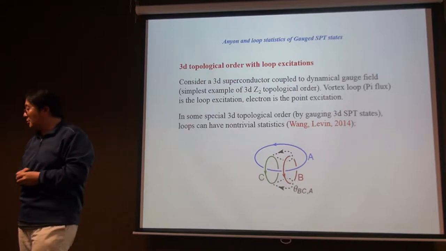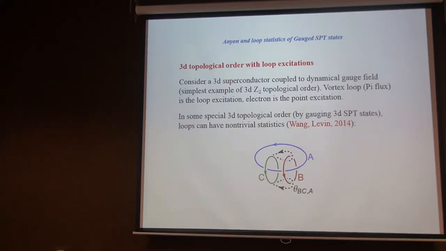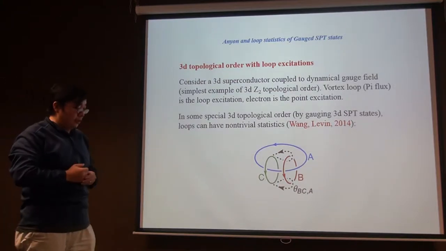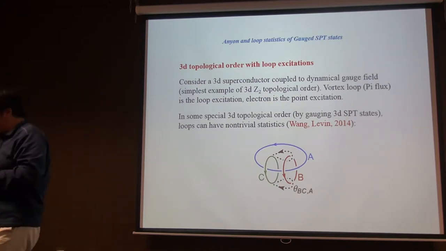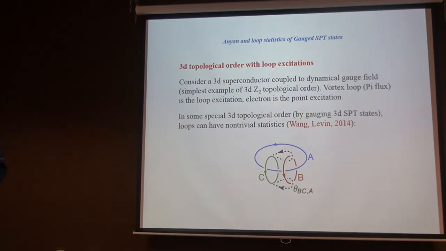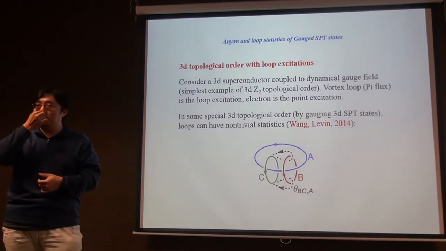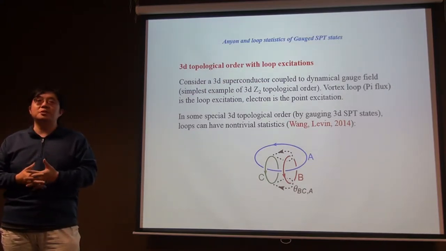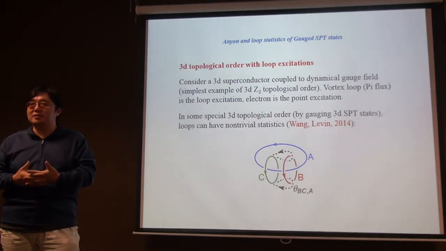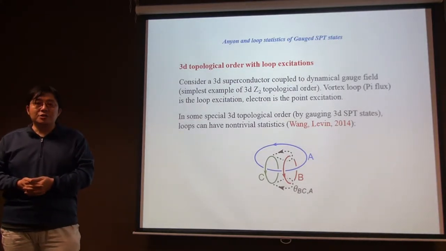Earlier last year, 2014, the Levin group found that in three dimensions there is another kind of statistics, which is the statistics between loop and loop. But now we need three loops to complete this statistic. Okay? So this goes like this.